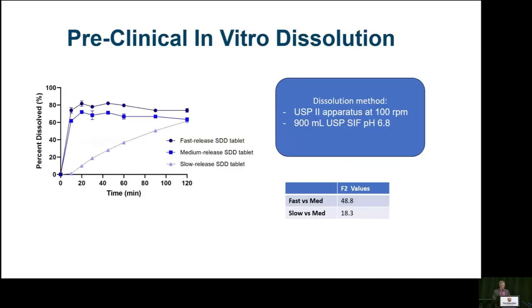So here's the preclinical dissolution data. HPMCAS is an enteric polymer, so we needed to use this. It doesn't dissolve at all at the lower pHs. And the thing I'd point out is the slow formulation was reasonably slow compared to the other formulations, which in vivo did not manifest as much, although it was slow.